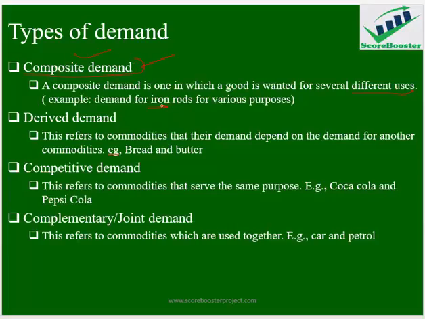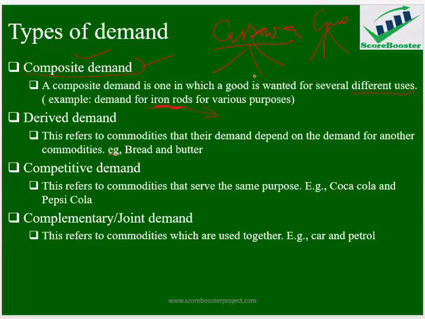For example, demand for iron rod, which can be used for many things. Demand for cassava, for example. Remember, cassava can be used for so many things. Demand for crude oil is also another example of this type of demand. An examiner can ask you in a WAEC exam whether demand for crude oil can be referred to as composite, derived, competitive, or complementary or joint. So please take note of this.